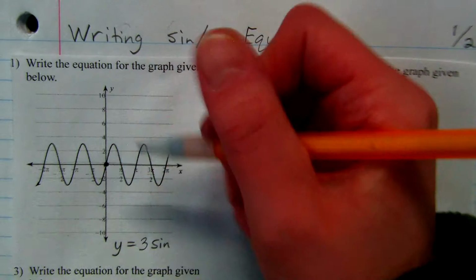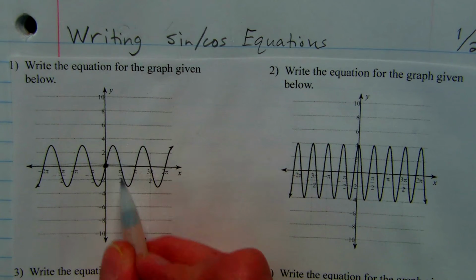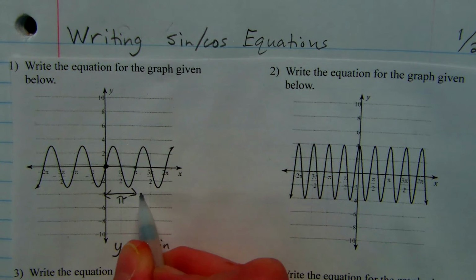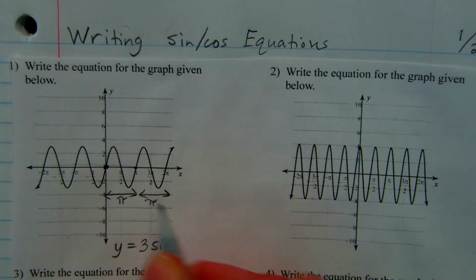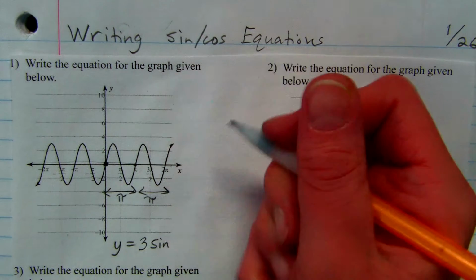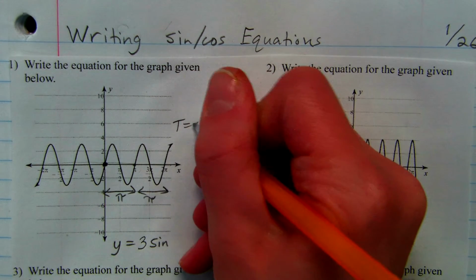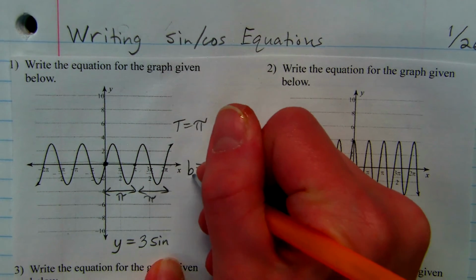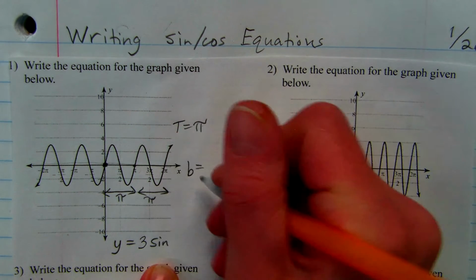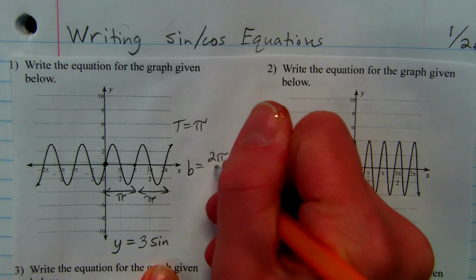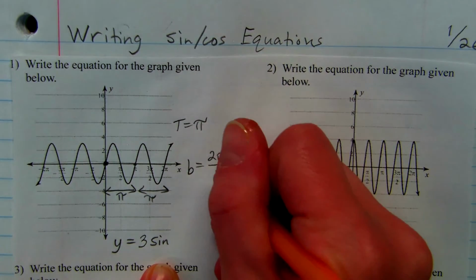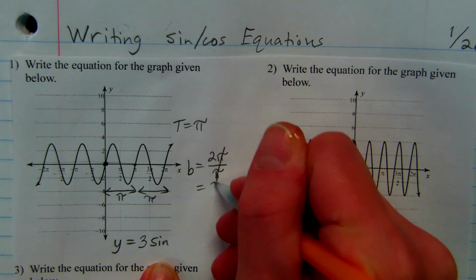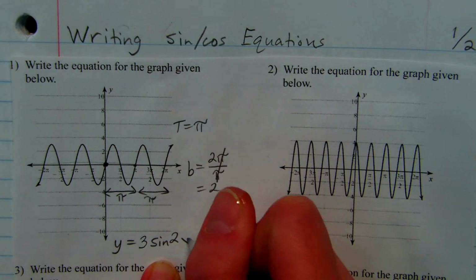And then we've got to figure out the period. So it goes up and down and starts over right there. So that is a period of pi, and then the next pi, it starts over. So my period is pi. So I'm going to write T equals pi up here, but that's not what goes in the equation. We have to actually figure out, we called this b in the last lesson. So you take 2 pi divided by the period, which is pi, and that'll give you the number that goes in. So the pi's cancel and you get 2, and that's the number that goes with x.